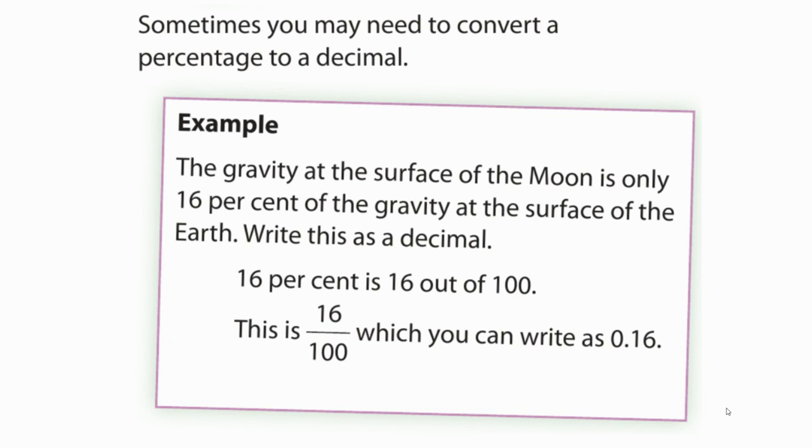In another example, you might need to convert from a percentage to a decimal. So here we have the gravity at the surface of the Moon is only 16% of the gravity at the surface of the Earth. Write this as a decimal. To convert from a percentage to a decimal, you simply divide by 100.